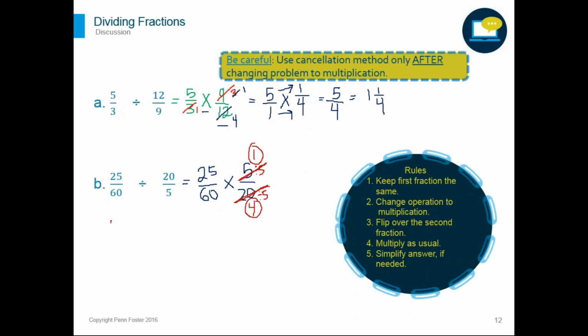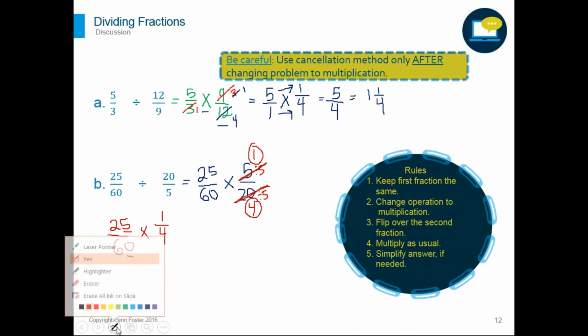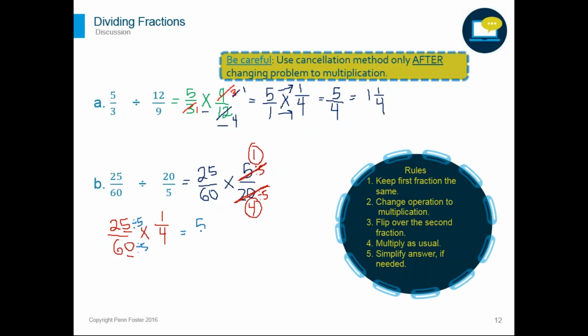Okay, so let's rewrite the problem. 25 over 60 times 1 over 4. Do we have anything else? Oh, 25 and 60. One number ends with a 5 and one number ends with a 0. Then a common factor I'm sure of is 5. Divide over 5 and divide over 5. Let's do that and rewrite the problem. 25 over 5 is 5. 60 over 5 is 12. I still have to multiply that times 1 over 4.